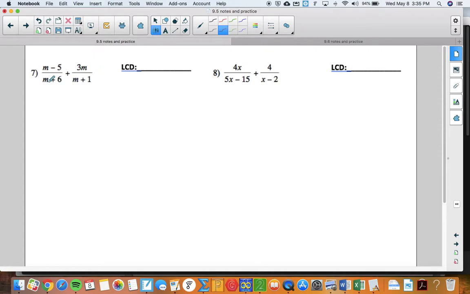Number 7, so here you can't factor any of the denominators, so you just need to multiply them together to get the least common denominator. And so I need to multiply the left one by m plus 1. So I need to multiply this by m plus 1.